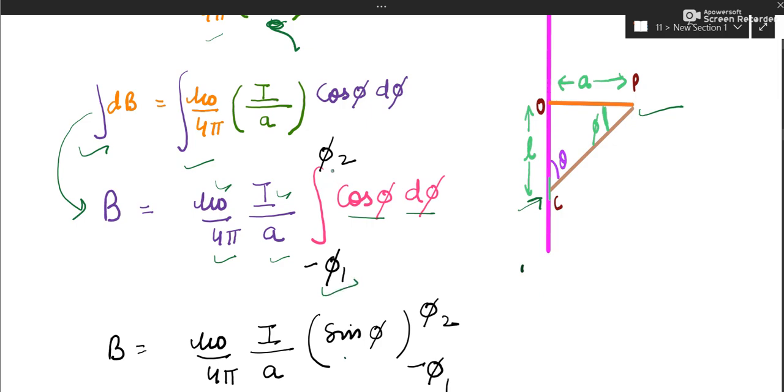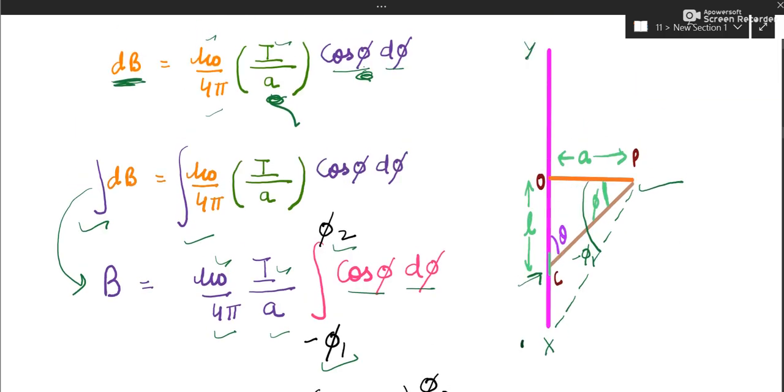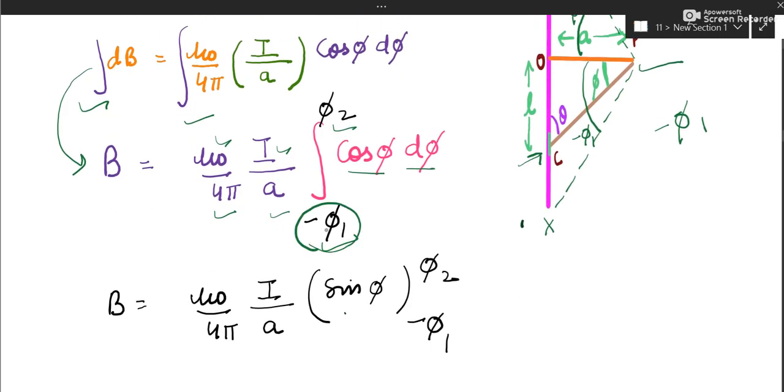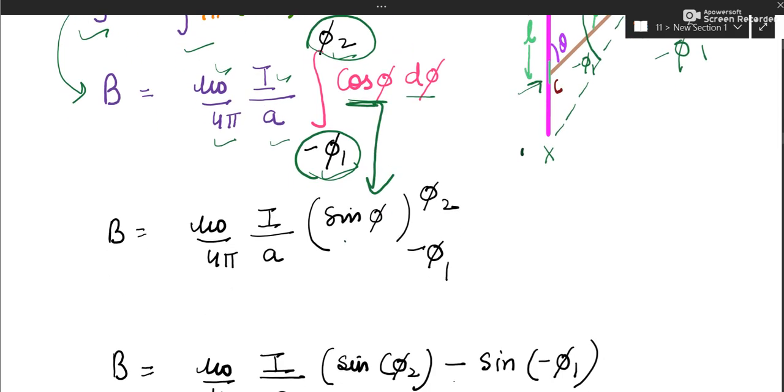Now we'll have to implement limits. Now how to check limit? The angle with one end of the wire, you can label it as minus phi 1. And the angle with the other end of the straight wire, with point P, where you need to find out the magnetic field, this angle you can label as phi 2. So limits will be from minus phi 1, minus is below the line, to phi 2. These are the limits. Cos phi's integration is sin phi. Okay, so integration done. Now limits are from minus phi 1 to phi 2.